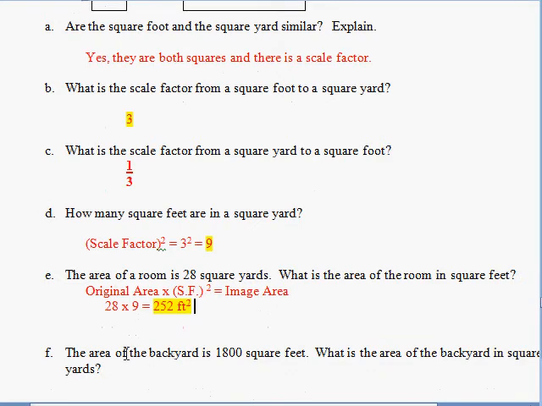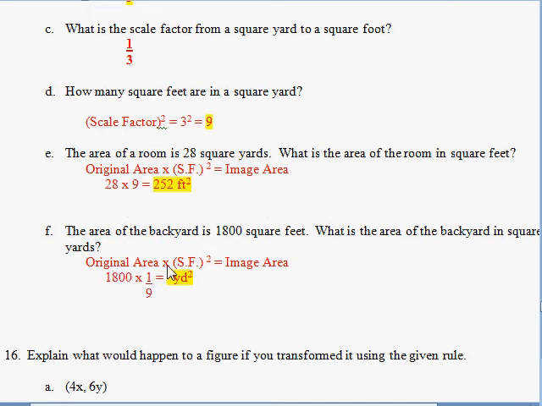Alright, moving on. F says the area of the backyard is 1,800 square feet. What is the backyard in square yards? So now we're going to use the same type of formula, but instead of 9, since we're going from feet to yards, we need less of them. So we're going to go the other way. 1/3 would be the scale factor.